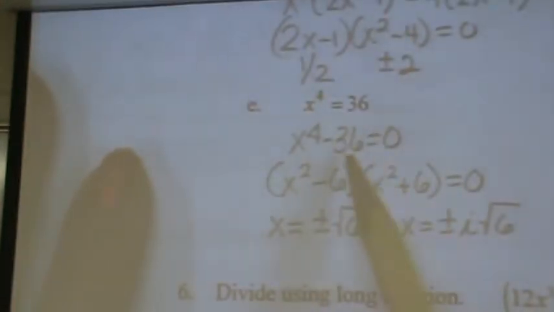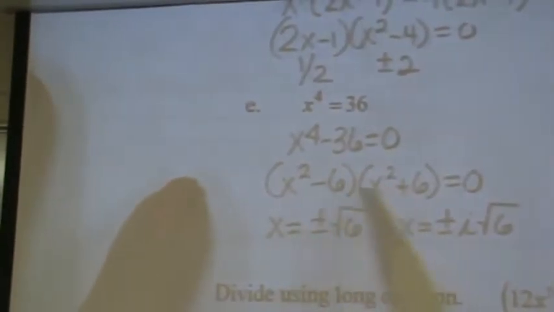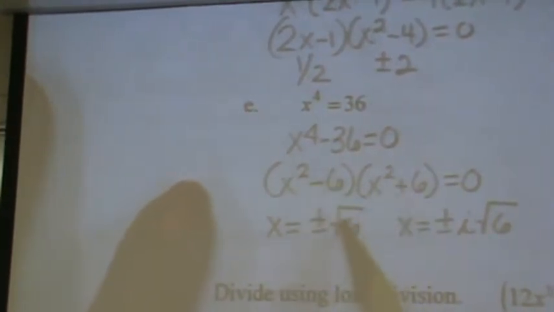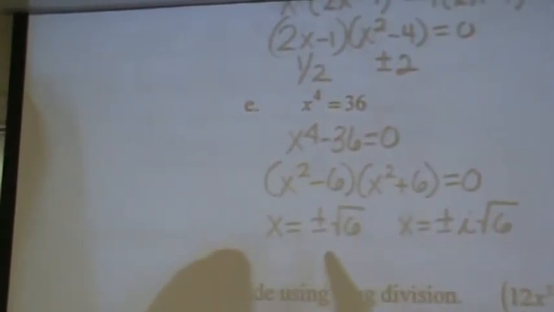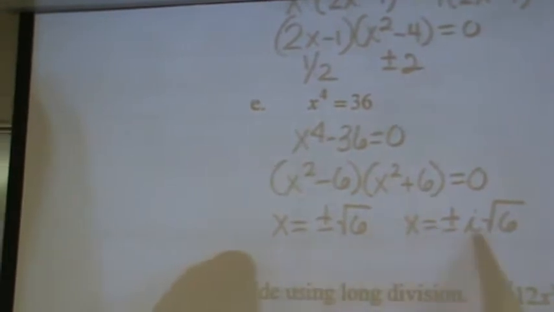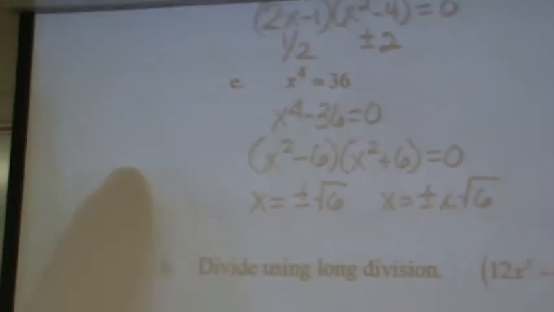Letter E, I brought 36 over, and I did the difference of 2 perfect squares, and then I set each of these equal to 0. I got 2 real and 2 imaginary zeros for this one.